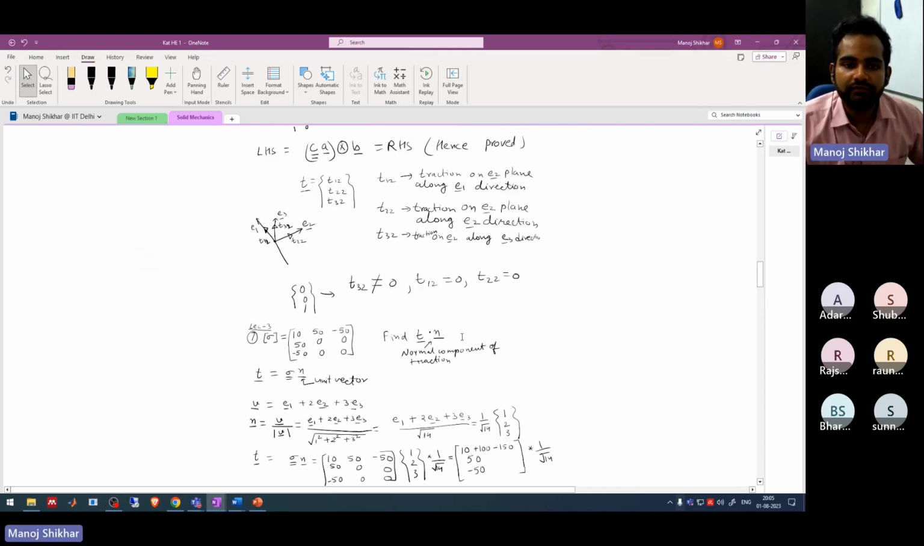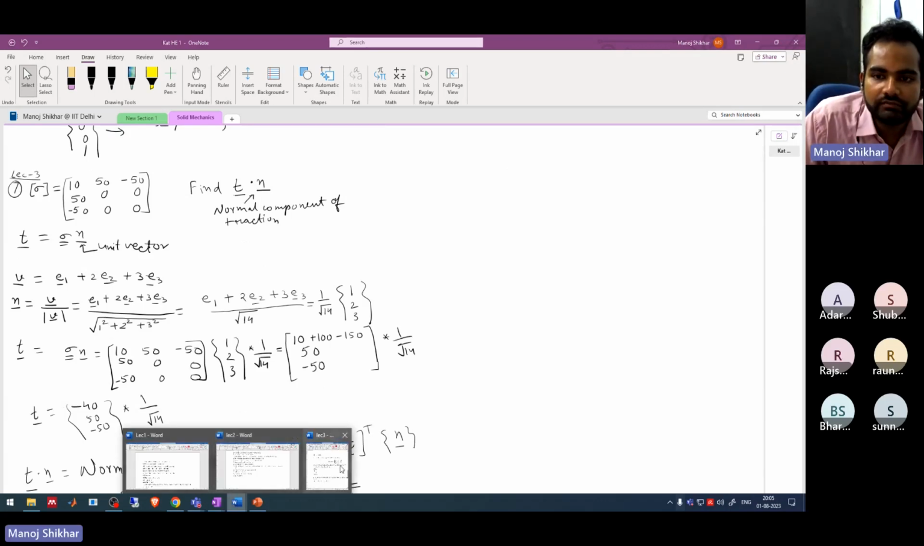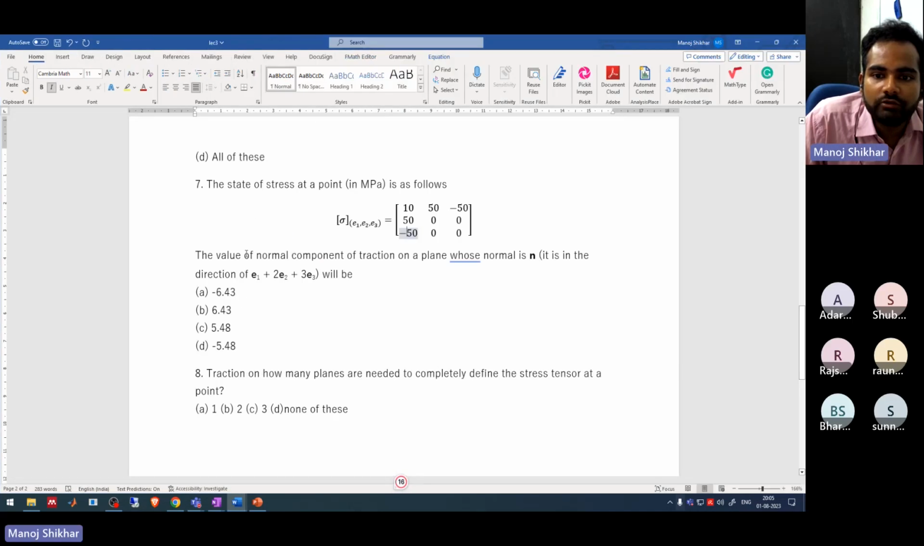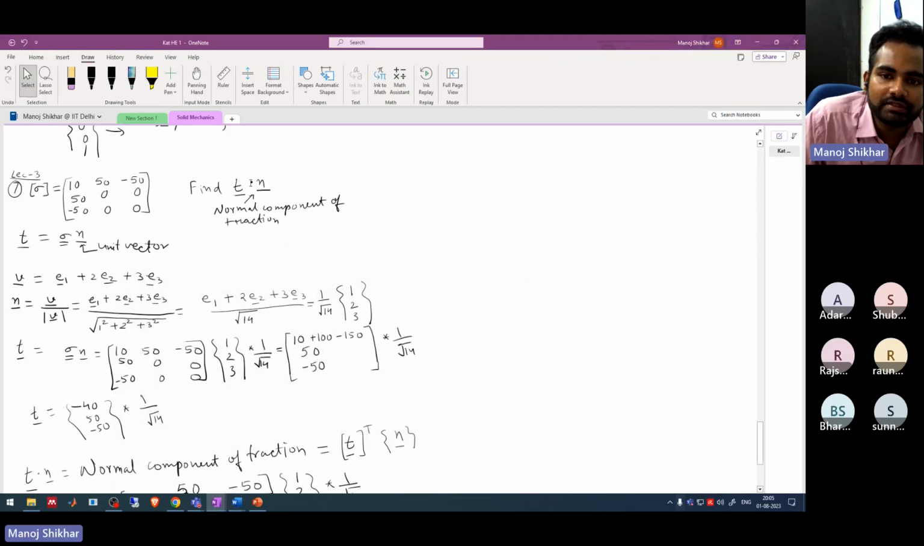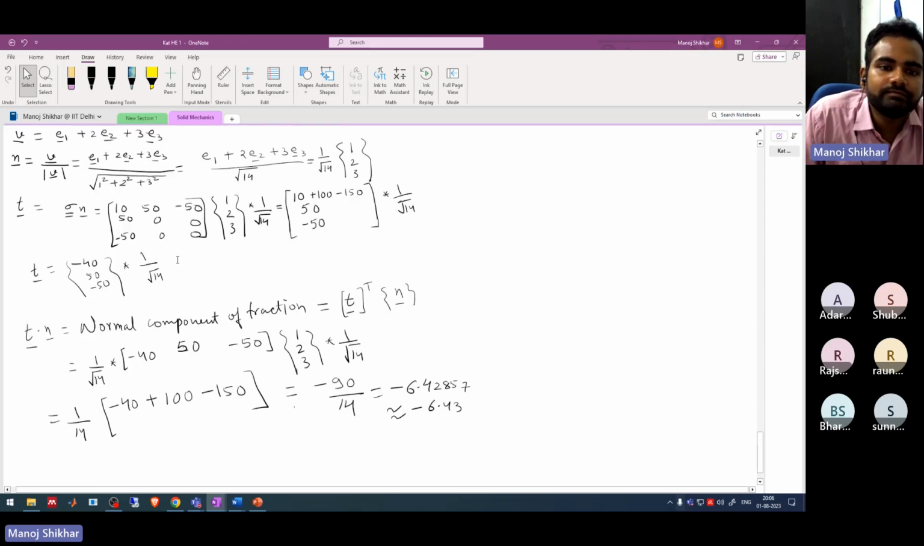So what is the method I have followed? See the question here. The value of normal component of traction on a plane whose normal is n. The normal component is traction dot n. But how do we find that traction? We find using formula T equal to sigma into n. To find n, we first converted this v into a unit vector. That's why we divided by the magnitude. We found T. Now we found the normal component of traction.